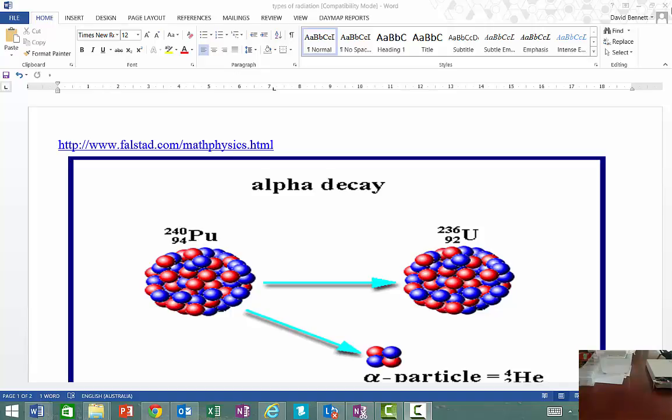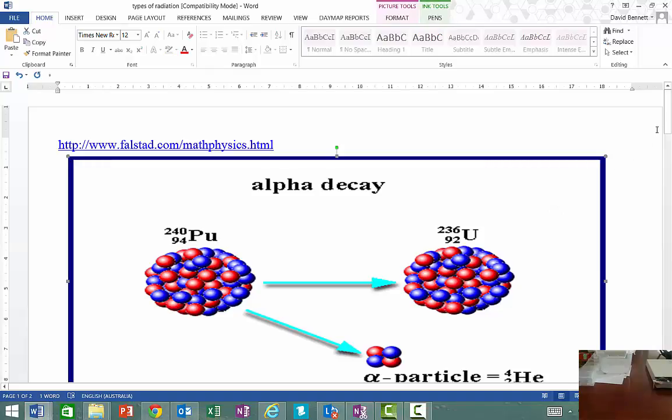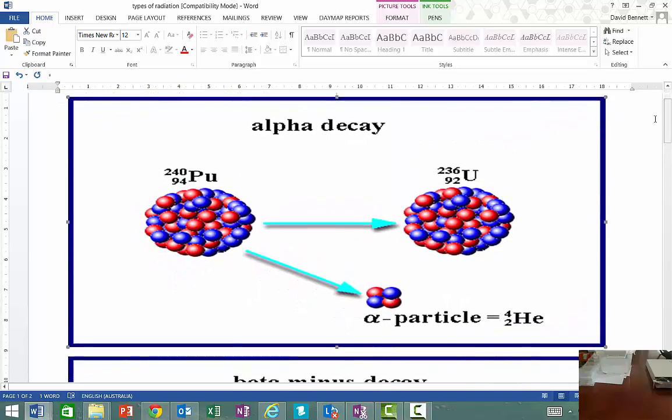Today we're going to be looking at different types of nuclear decay. The first one we're going to be looking at is alpha decay. So what happens here, and it doesn't really matter what the elements are, but we've got plutonium, and that's decaying to uranium-236, and it's doing that via alpha decay where it produces a helium particle.